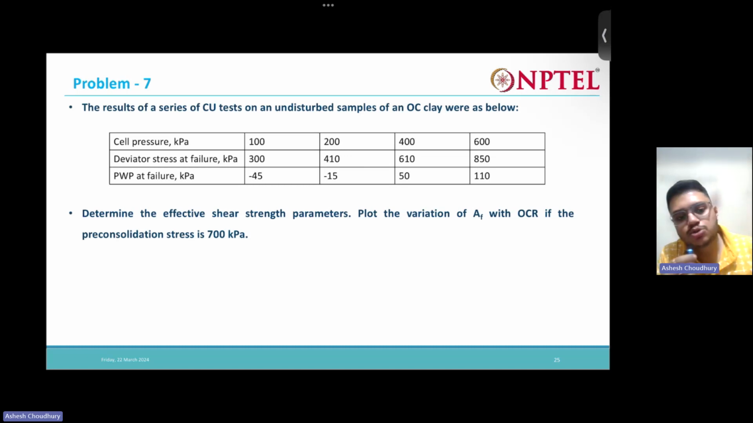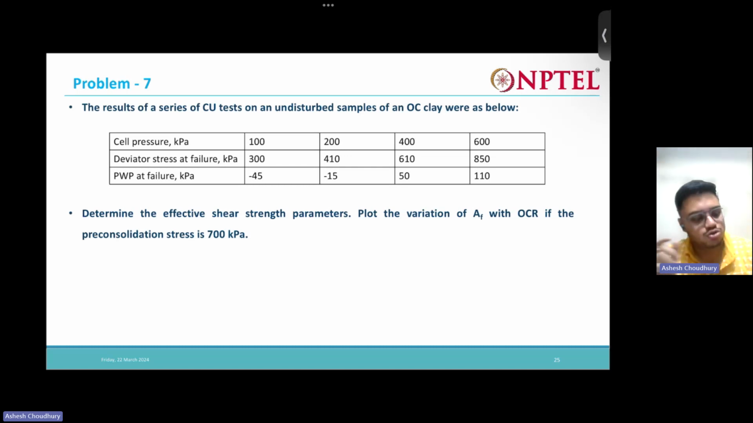So pre-consolidation stress means what? First, in the first stage, the soil is consolidated to a stress of 700 kPa. Then, just before beginning the shearing stage, we reduce the cell pressure from 700 kPa to 100 kPa. Then we do the shearing stage. First 100 kPa, then 200, like this. So that is how the soil becomes over consolidated.